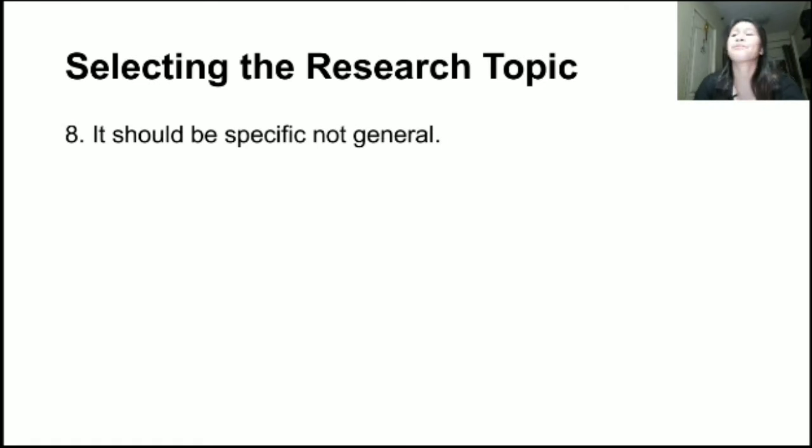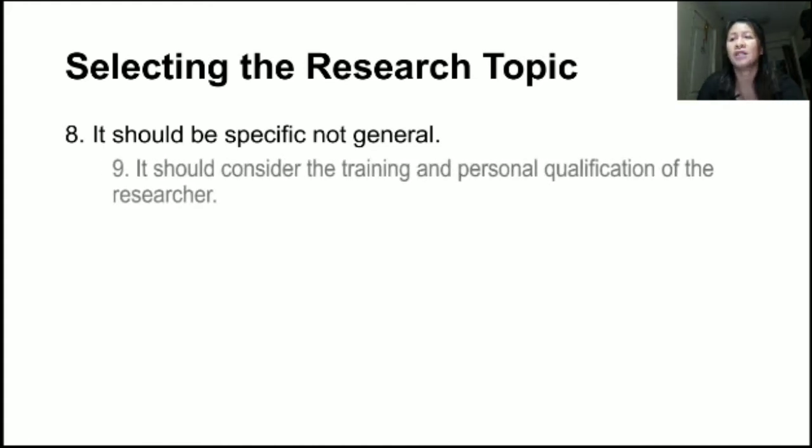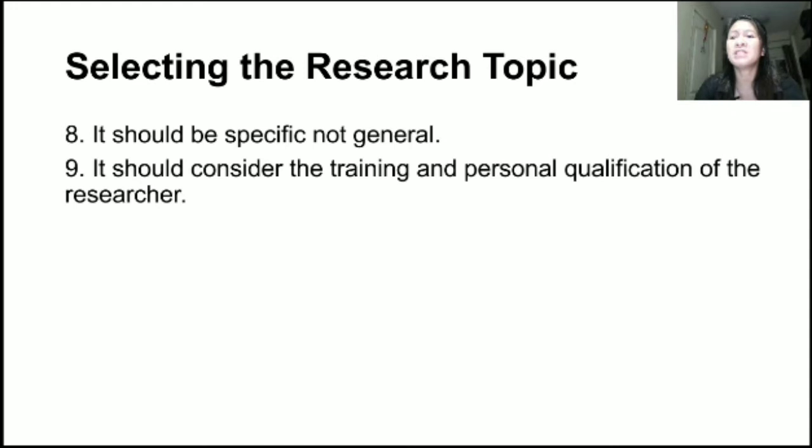Number 8, topic should be specific, not general. In your PR1, you were taught how to narrow down a research topic. This is to clearly define techniques in doing the research. Number 9, topic should consider the training and personal qualification of the researcher. This is too important as your consideration given that you're only beginners in doing research.